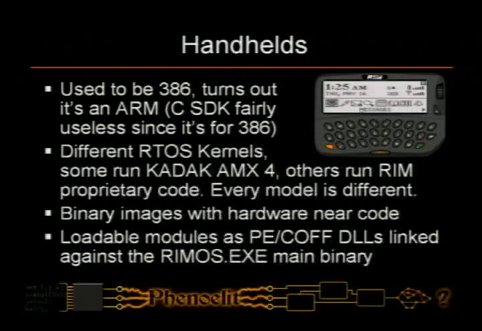Then it turns out that the way they build the operating system is you have a core operating system binary called RIMOS.exe, and it's actually a real PE format, like on Windows, like EXE and DLL files, just compiled for ARM. And then everything else, like the Java virtual machine, are modules in the form of DLL files linked into this main EXE file. So the entire operating system, in terms of memory setup, looks like one process, like one application on a Windows system.